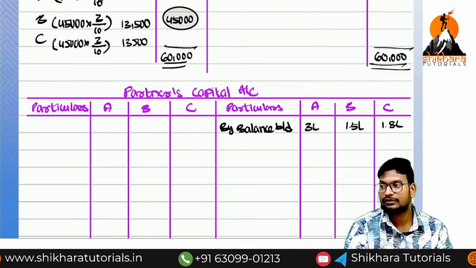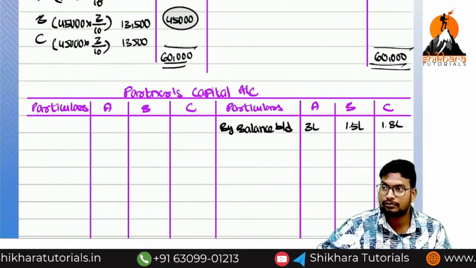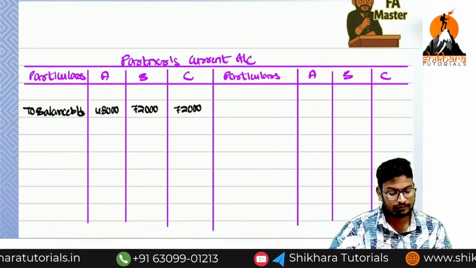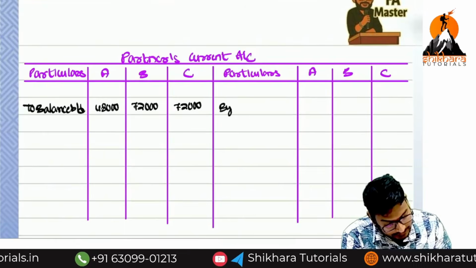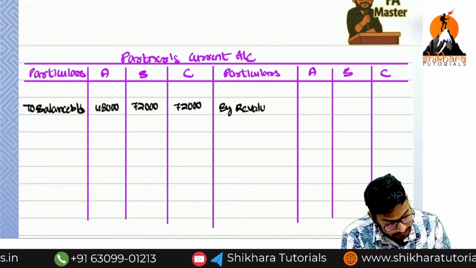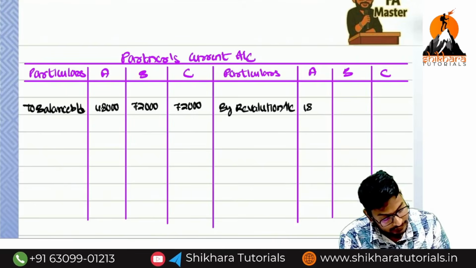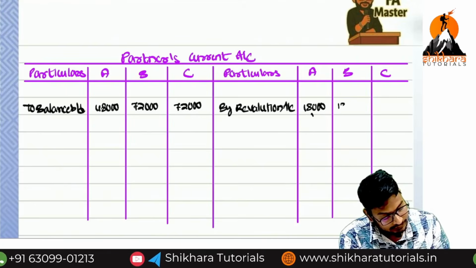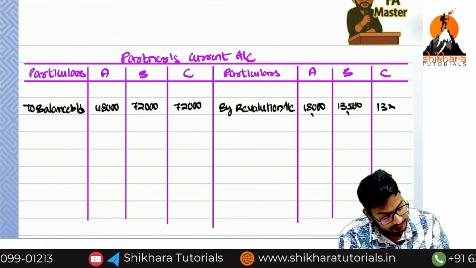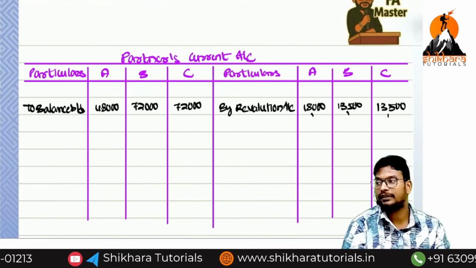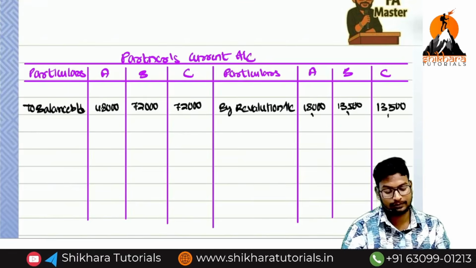But here in this question, we can transfer the goodwill amounts because they have told us to adjust through partners' capital. So in the partners' current account, which side? By revaluation, how much? 18,000, 13,500, 13,000. Completed. The next most important working note, prepare.